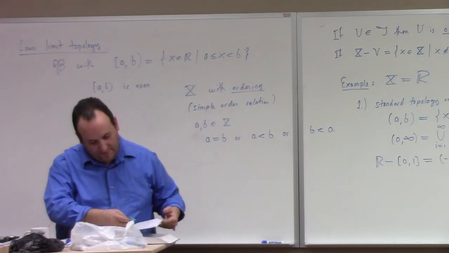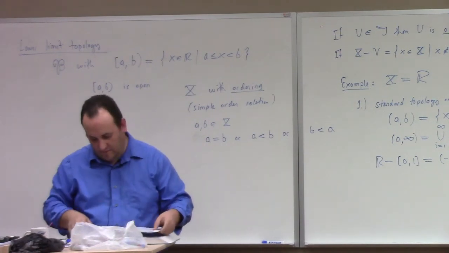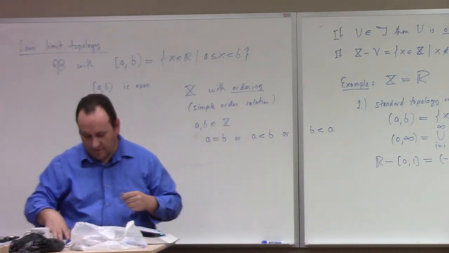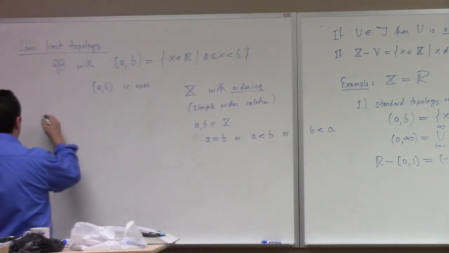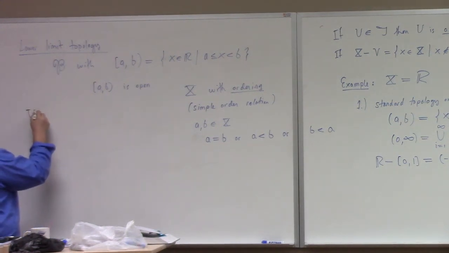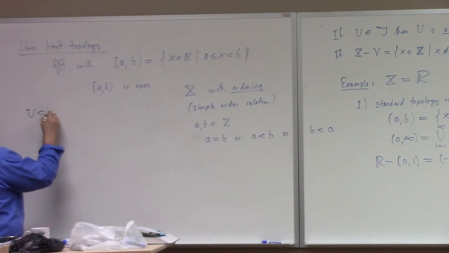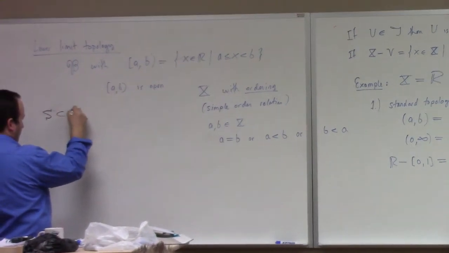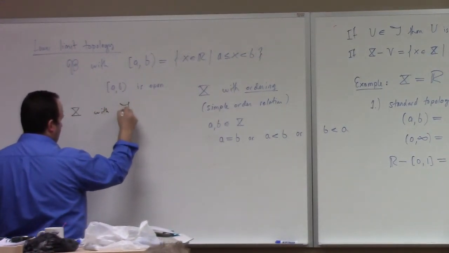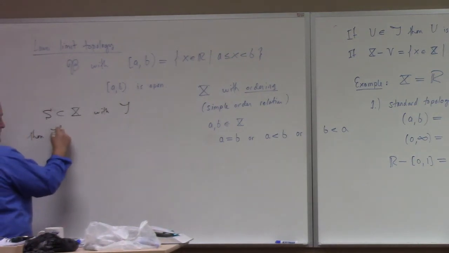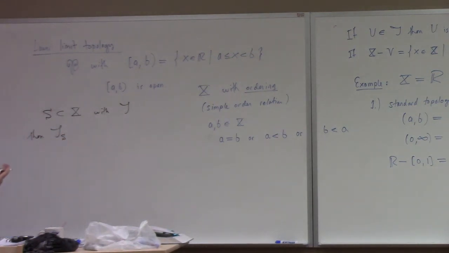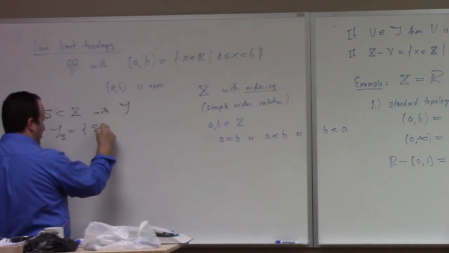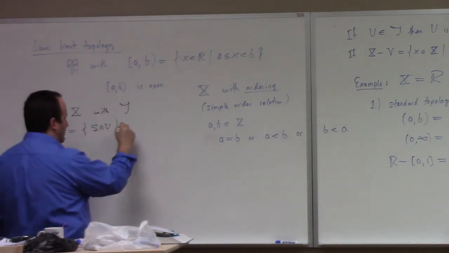You can also talk about a product topology if you have two spaces Cartesian producted together. But for time, I will not talk about that. Subspace topology I should talk a little bit about. Let's say that S is a subset of X with topology T, then you can talk about the topology of the subspace. The so-called subspace topology is defined as follows. It's just equal to S intersect U, such that U is in the topology of the superset.